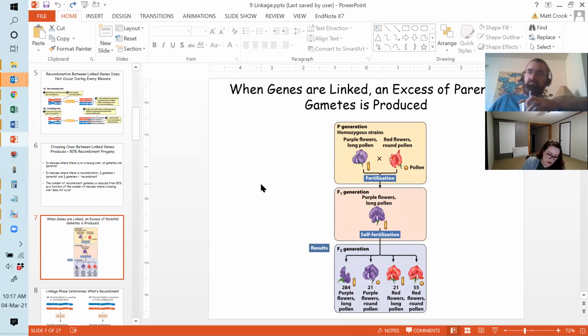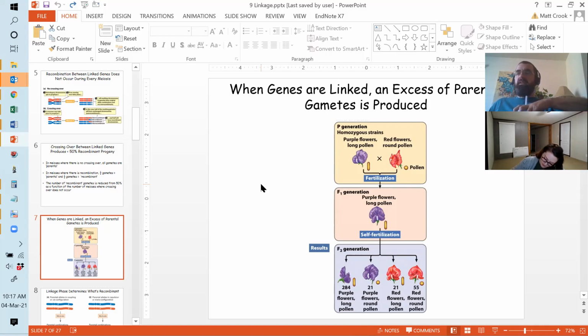Yes, so I'm getting confused with the epistasis, because in epistasis you also get a funky kind of ratio. So to differentiate from linkage, you're going to have an excess of the parental, and in epistasis that's not going to happen. Much of what happens in epistasis is you don't see one of those four combinations.